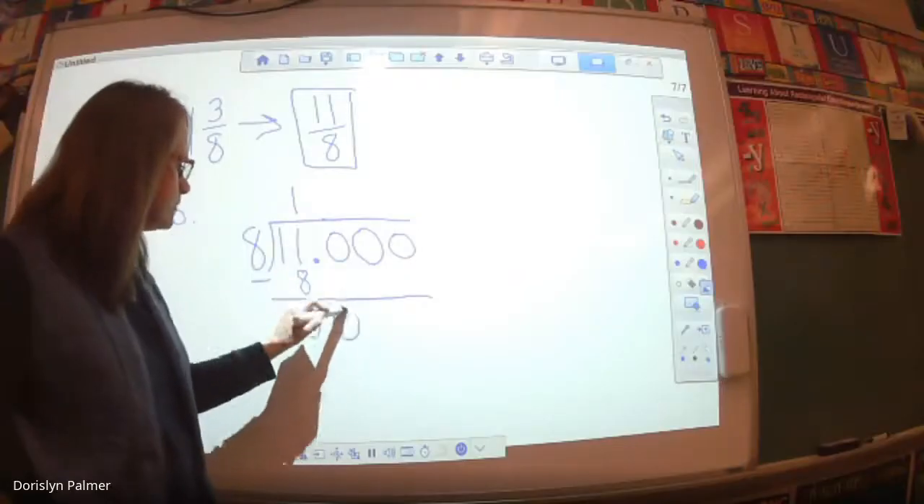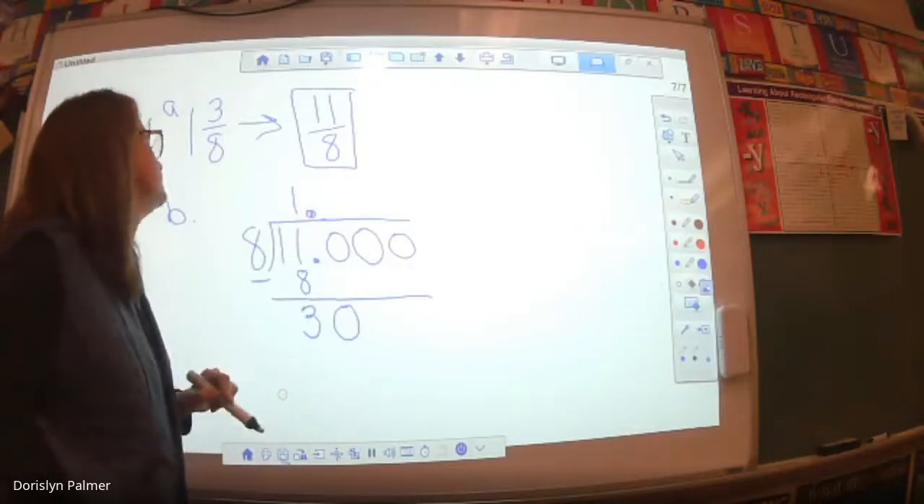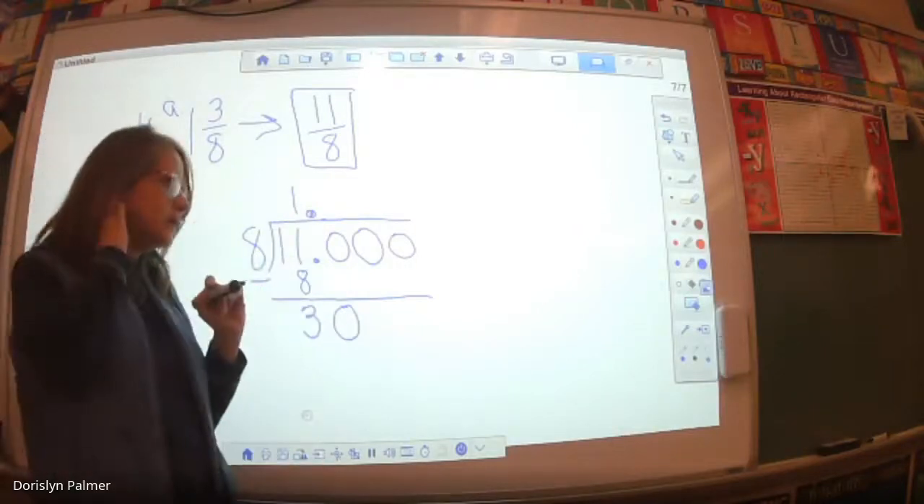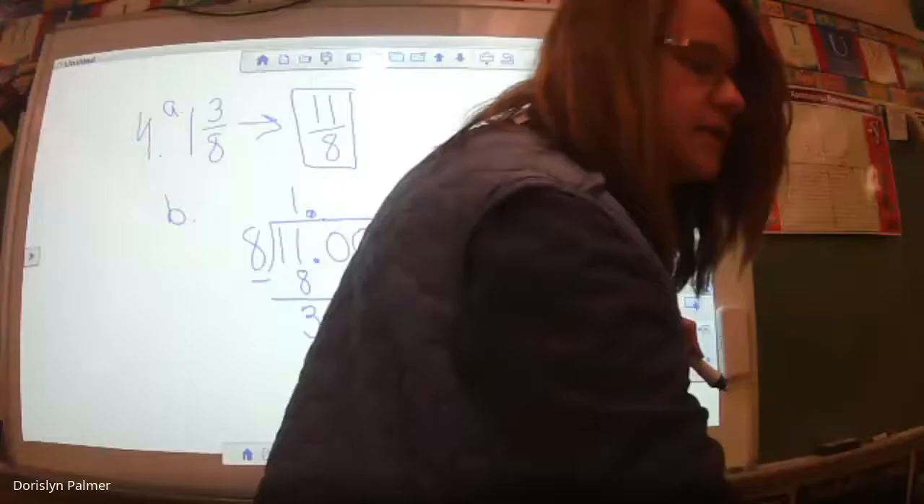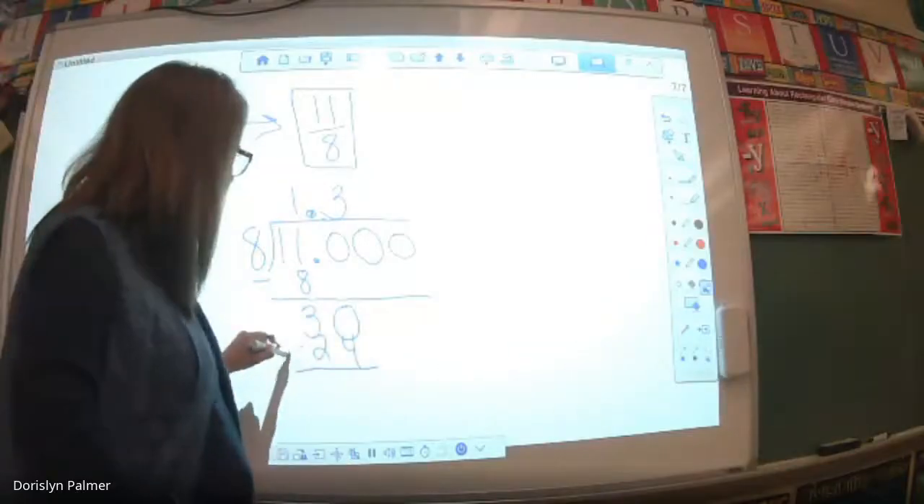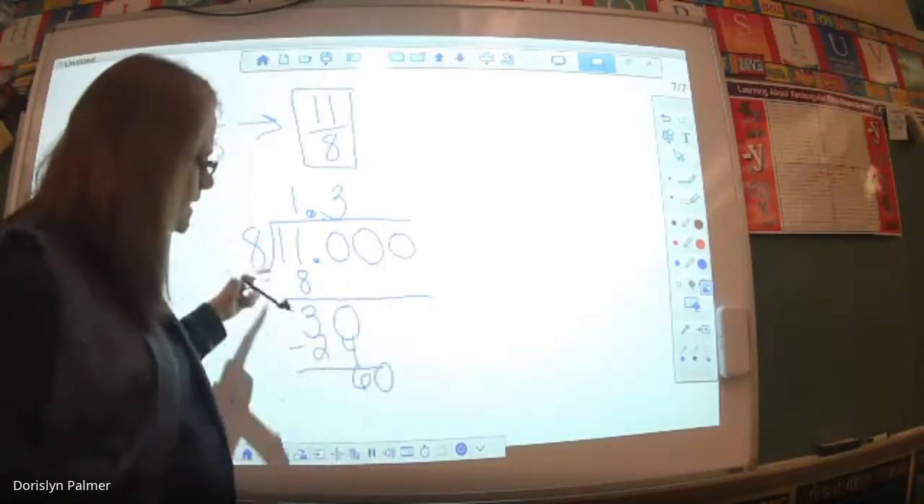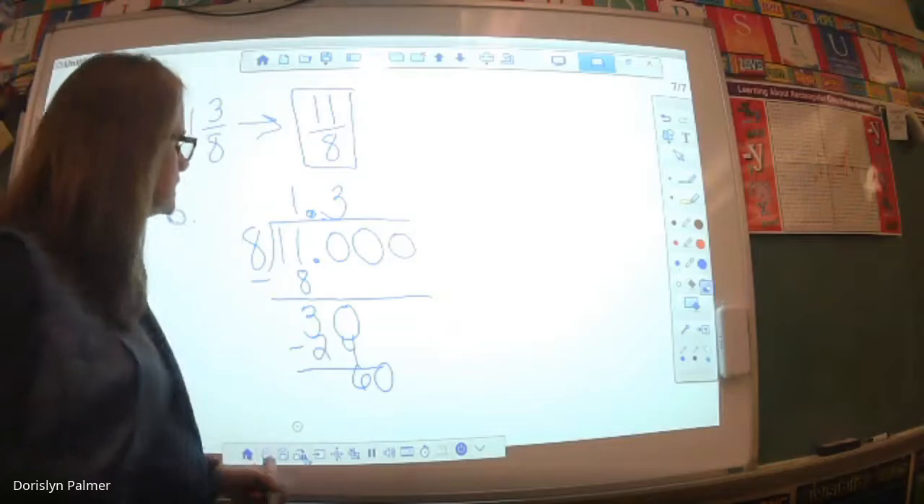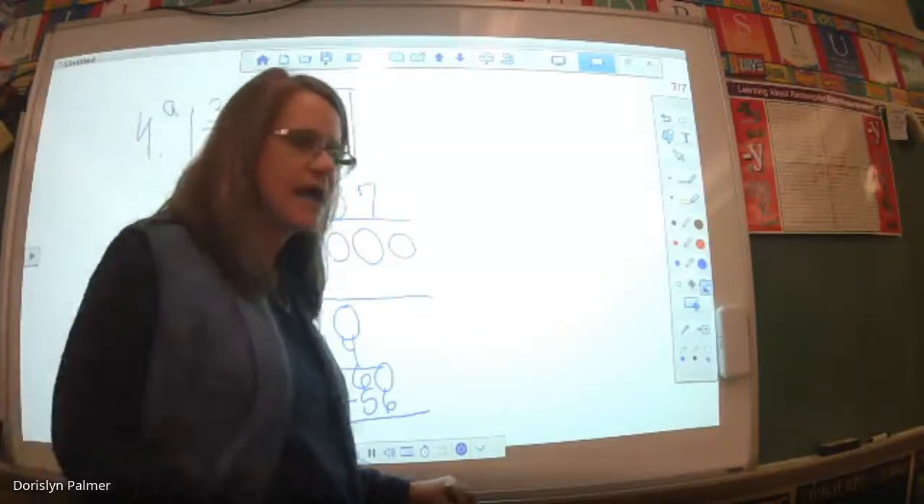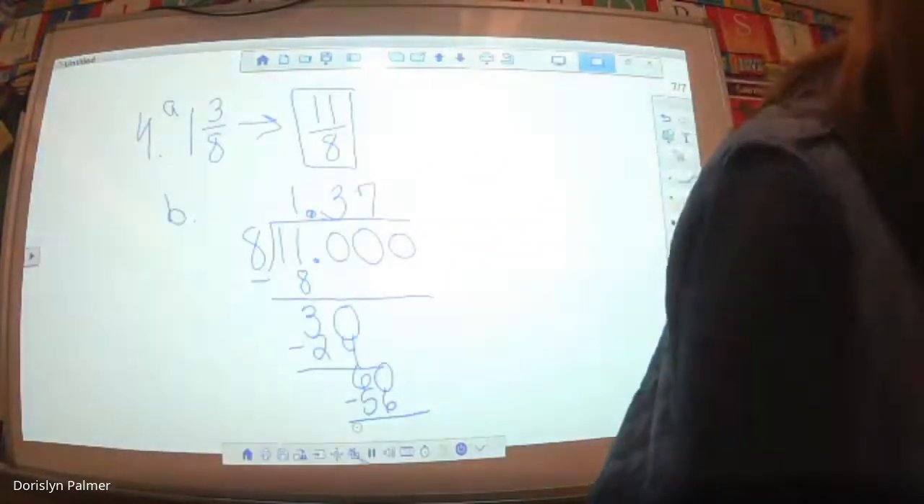Good. Bring down your 0. And we're going to put that decimal straight up top. Okay. How many times does 8 go into 30? 3 times. Good. 3 times 8 is? 24. Good. And subtract? 6. Bring down your 0. How many times does 8 go into 60? 7 times. Good. 7 times 8 is 56. Okay. Subtract? So that'll be 4.